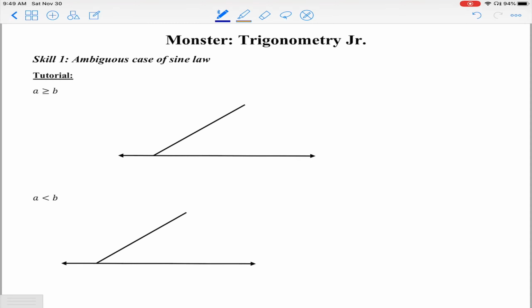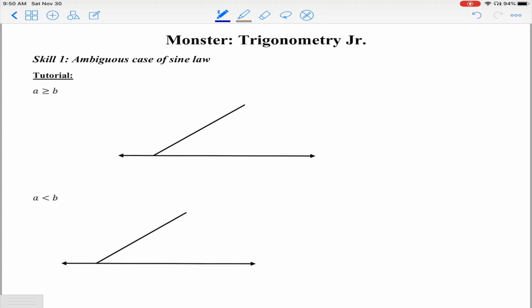The reason why I call this Junior is because you're going to see another trigonometry in the trigonometric functions in grade 12. That is a senior. So obviously, Junior, you need to conquer them first, and then you will get to the senior level later on. Now the first skill that we're going to go through is the ambiguous case of sine law.